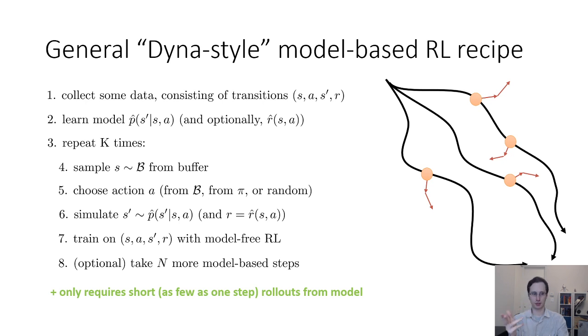This has a number of advantages. First, it only requires short rollouts, as few as one step from your model. Why is this an advantage? Why would we prefer to make shorter rollouts using our model instead of longer rollouts?